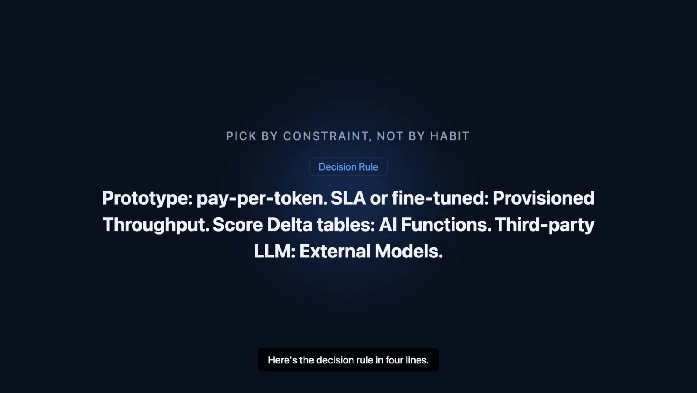Here's the decision rule in 4 lines. Prototype or experiment, pay per token. SLA, HIPAA compliance, or fine-tuned weights, provisioned throughput. Score a delta table of millions of rows, AI functions. Third-party large language model with central governance, external models. The constraint in the requirement picks the mode, not your habit, and not whichever endpoint you used last week.